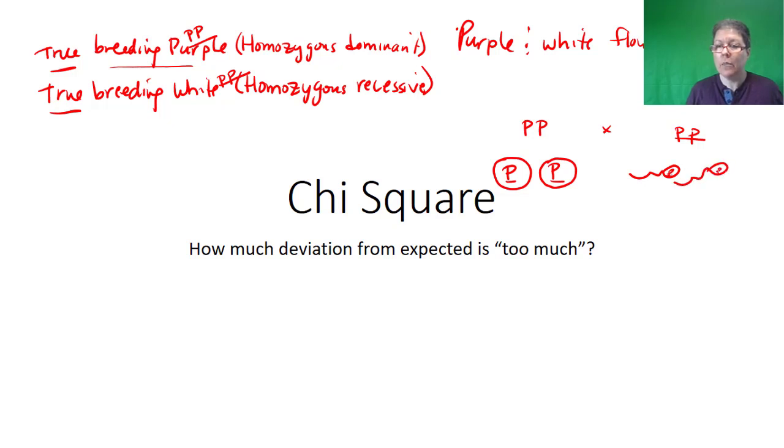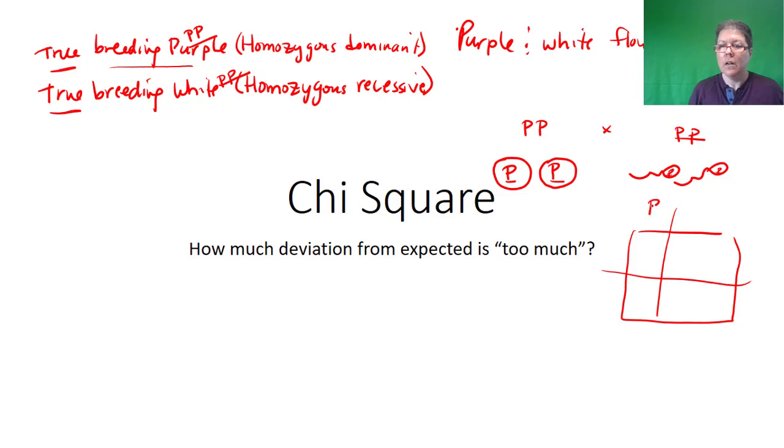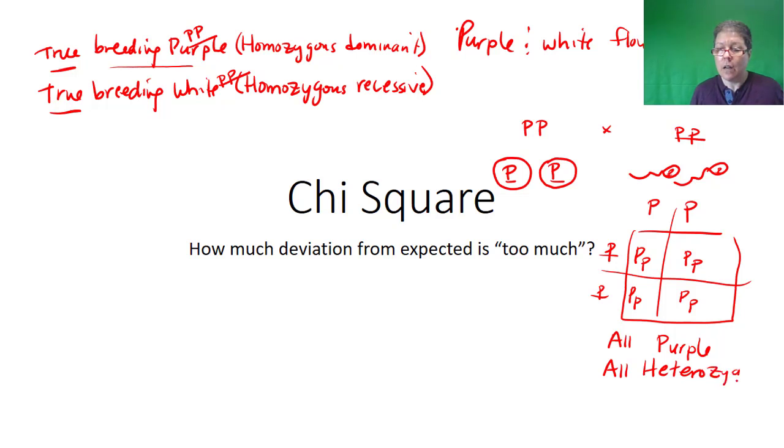Little p, little p. Now if we put these on a Punnett square, we get all heterozygous offspring. So all are purple flowered and all are heterozygous. And what that also tells us is that all are monohybrids.